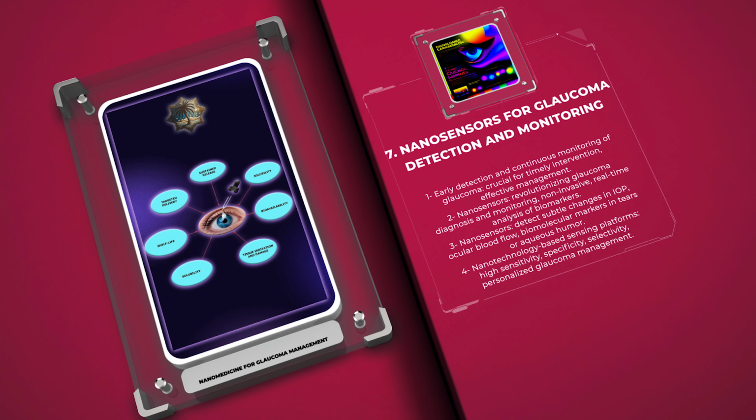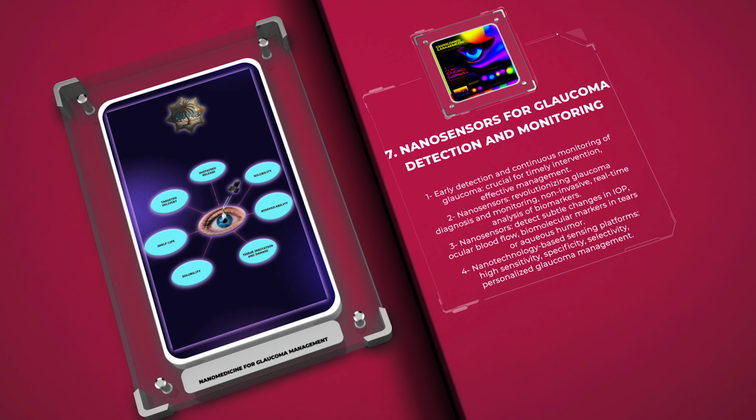Nanotechnology-based sensing platforms, such as plasmonic sensors and carbon nanotube-based sensors, offer high sensitivity, specificity, and selectivity. The integration of nanosensors into wearable devices or implantable systems opens up new possibilities for personalized glaucoma management.